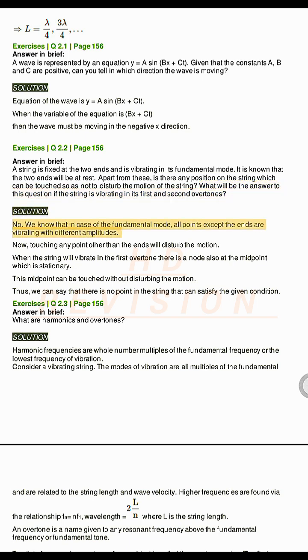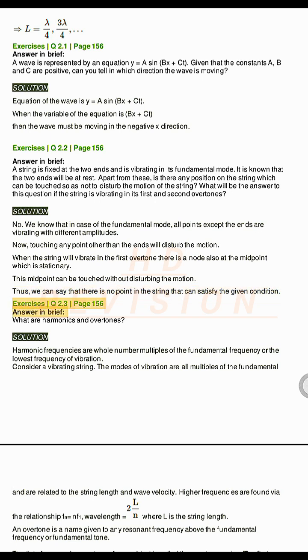We know that in case of the fundamental mode, all points except the ends are vibrating with different amplitudes. Now, touching any point other than the ends will disturb the motion. When the string will vibrate in the first overtone, there is a node also at the midpoint which is stationary. This midpoint can be touched without disturbing the motion. Thus, we can say that there is no point in the string that can satisfy the given condition.